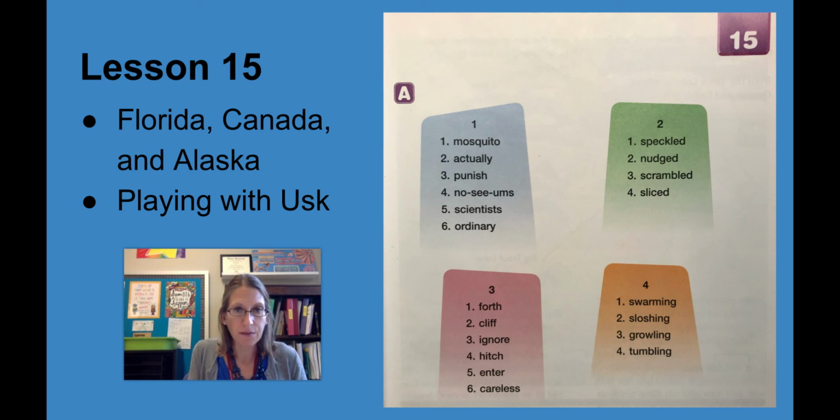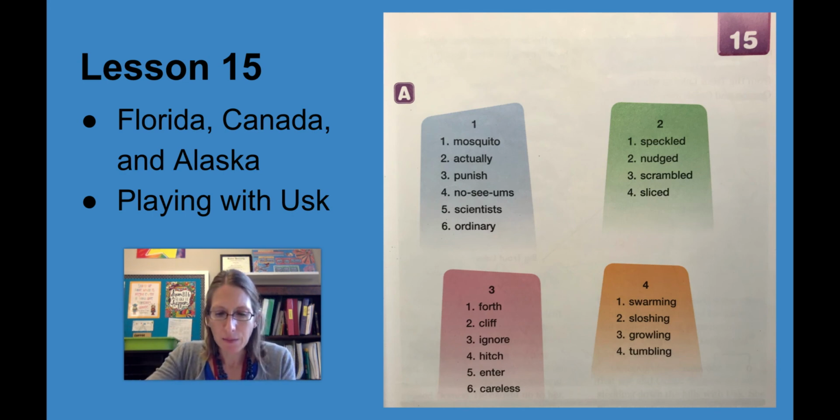Look out for the cliff. Word 3, what word? Word 4, what word? Word 5, what word? Word 6, what word? Nice job. Let's try the fast way. So we're on column number 3. Forth, cliff, ignore, hitch, enter, careless.